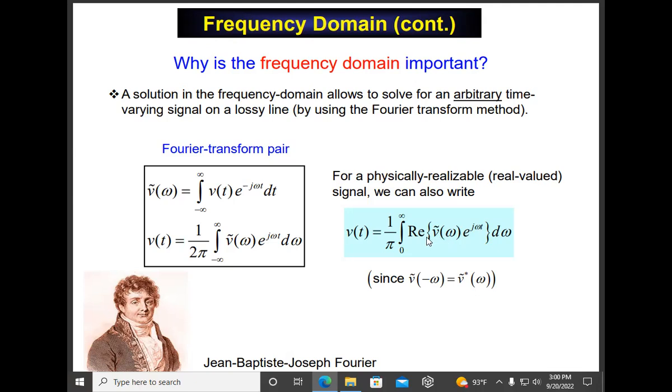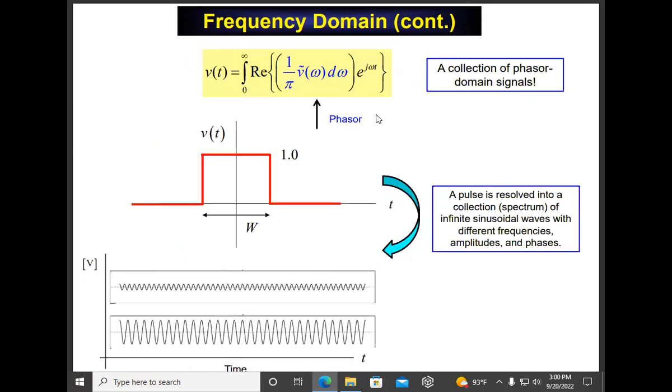So notice this one has the integral going from 0 to infinity instead of negative infinity to infinity. And it's pi instead of 2 pi. And then there's a real part here. Okay, there it is one more time.